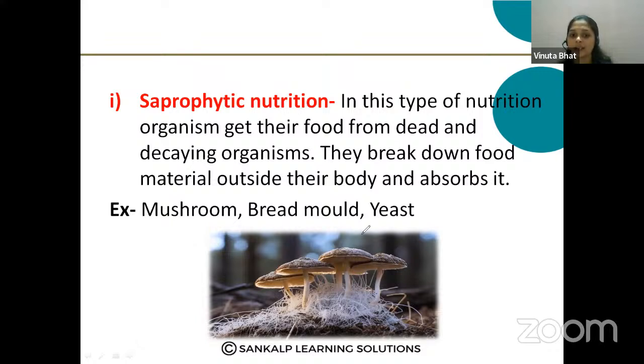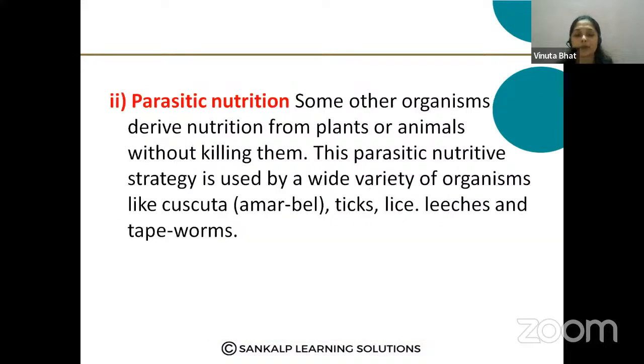For example, yeast, bread mold, and mushrooms. Just observe this diagram. These organisms break down the food material outside their body and absorb it. Okay, so there is no breakdown of the food materials inside their body. So this type of nutrition is called saprophytic nutrition. The second type is parasitic nutrition.